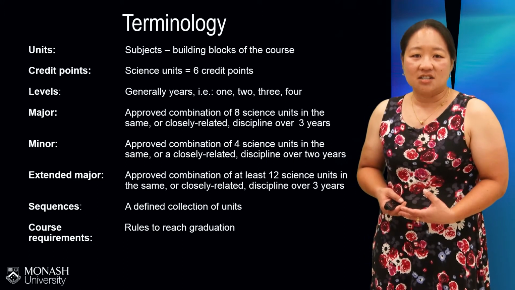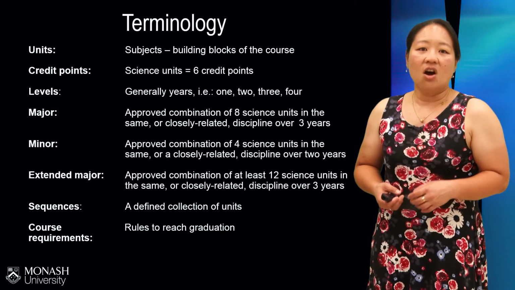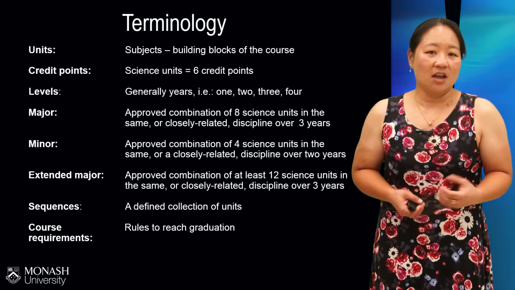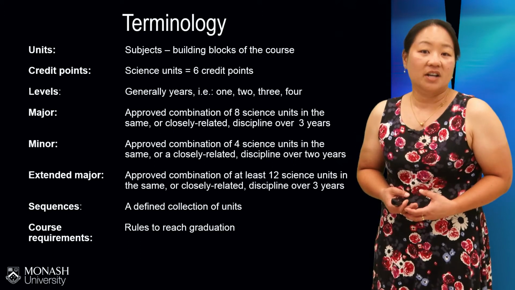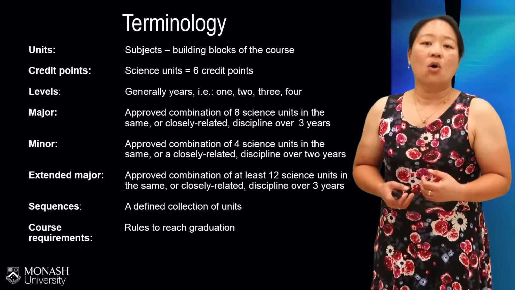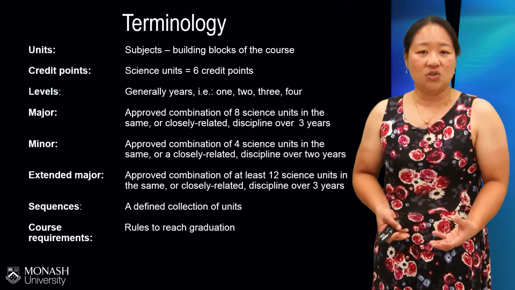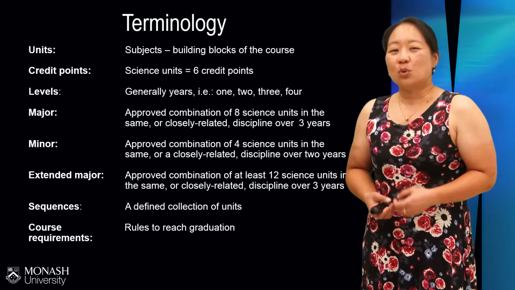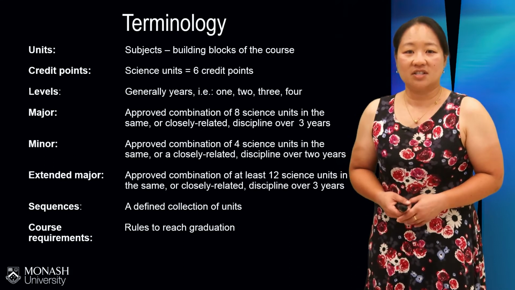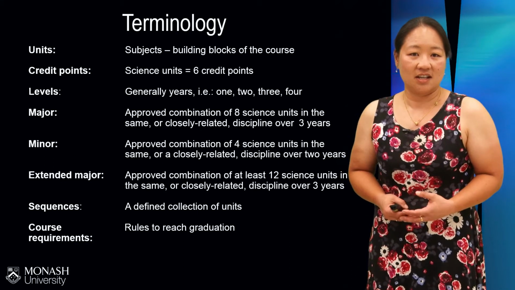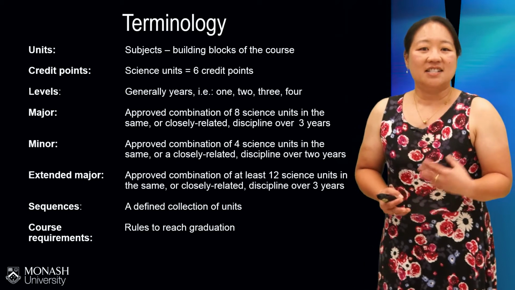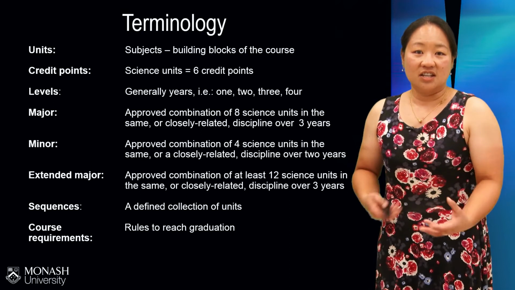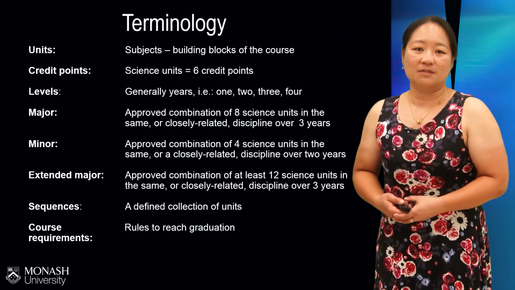When we talk about majors, we're referring to an approved combination of units in the same or closely related discipline over 3 years. When we talk about minors, it's an approved combination of 4 science units in the same or a closely related discipline over 2 years. And an extended major is an approved combination of at least 12 science units in the same or closely related discipline over 3 years. When we talk about sequences, it's a defined collection of units, and the course rules are rules that you need to reach graduation requirements.